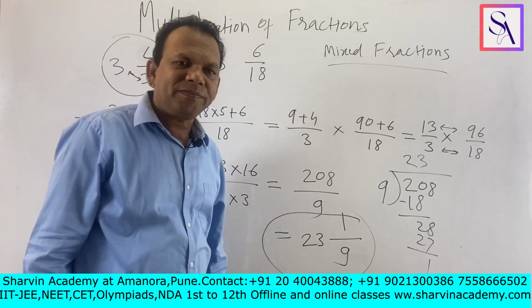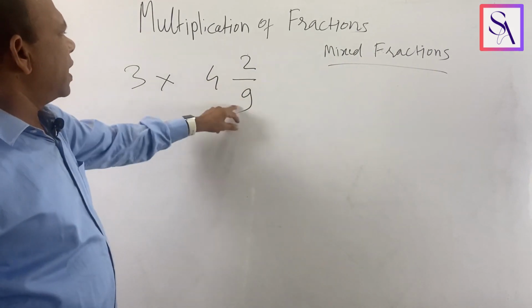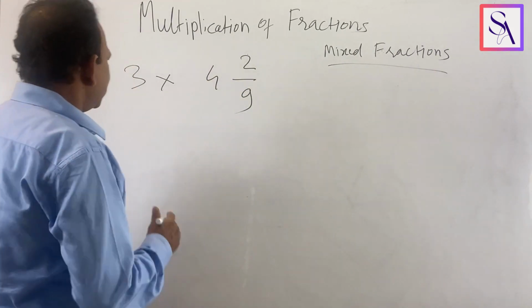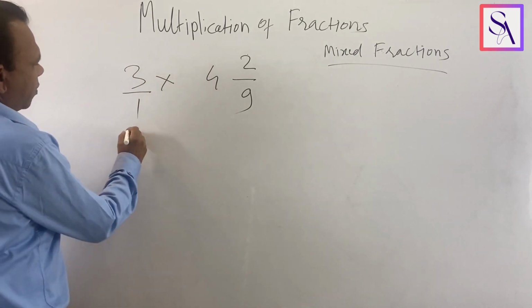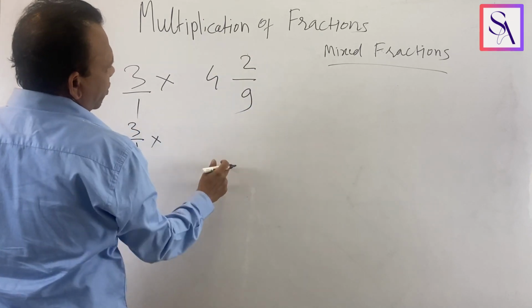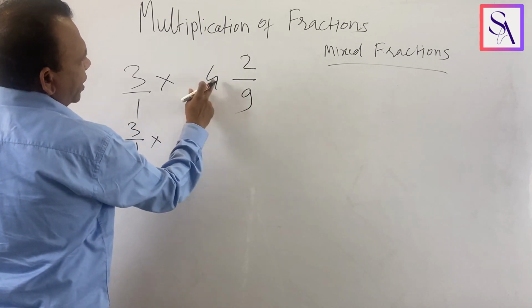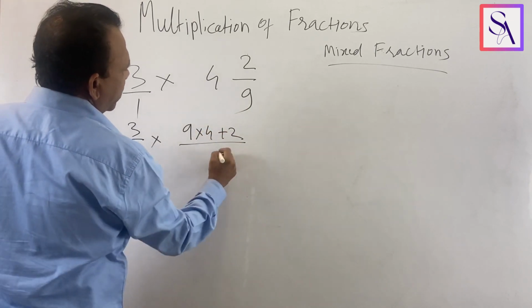This is the answer. Now take another example, 3 into 4 and 2 by 9. So how to do that? We know that below 3, 1 is there, so 3 by 1 into, I can convert this mixed fraction into improper. How to do that? 9 into 4 plus 2 by 9.